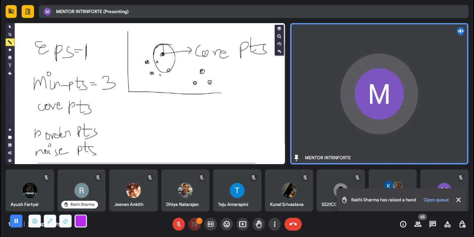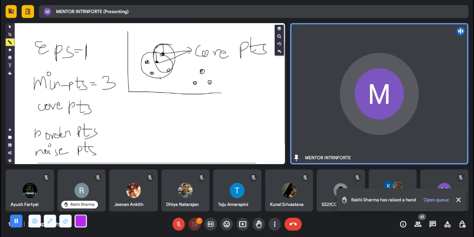So now, once it has found this to be a core point, within that radius it will look for the next one to be a core point. So next, let's say this point is the next point. It will look within one epsilon radius: do I have the min number of points? Well, we have. So this also becomes a core point.